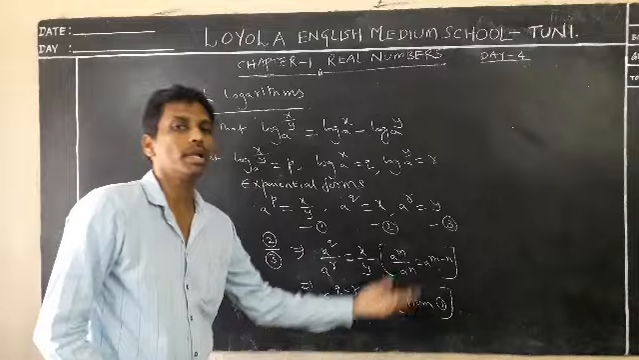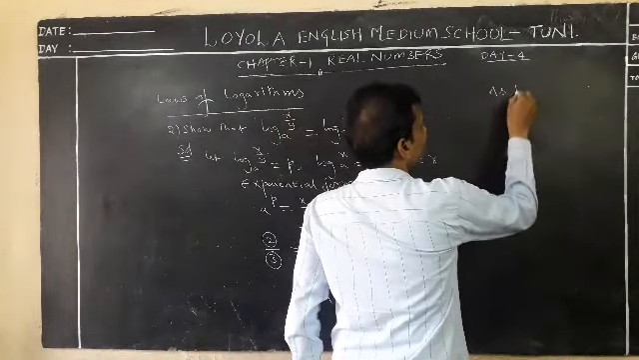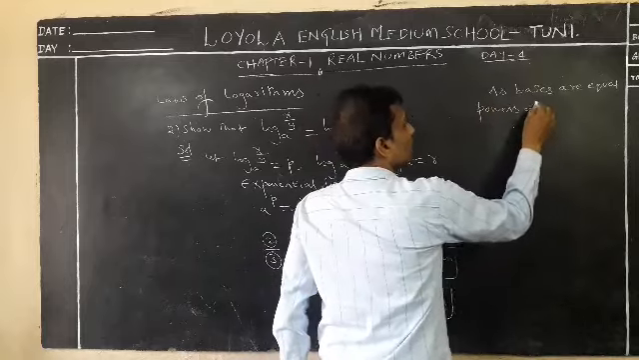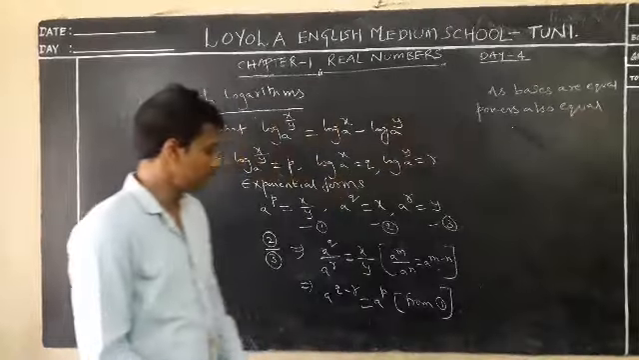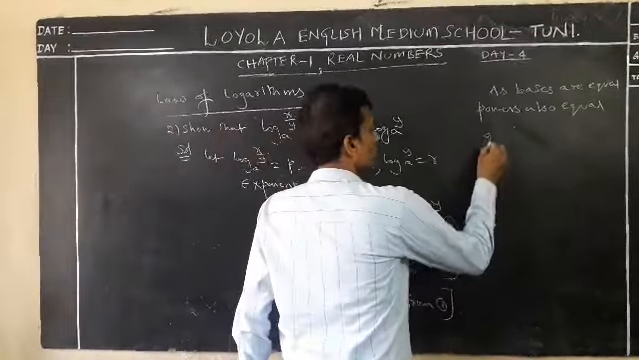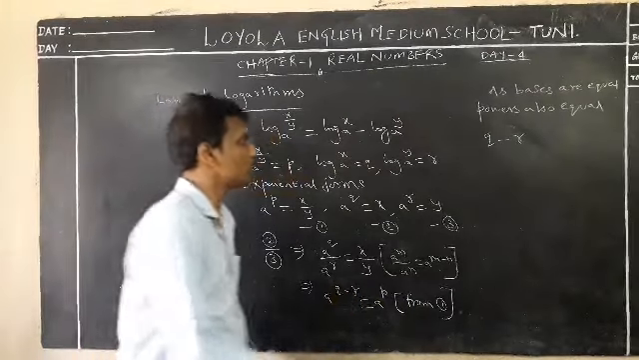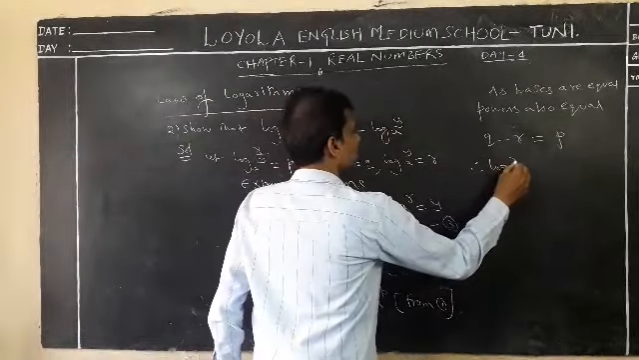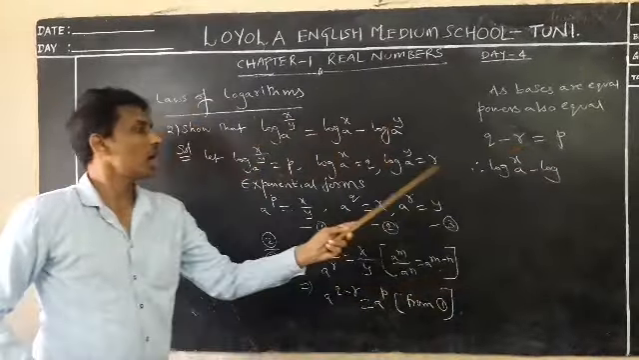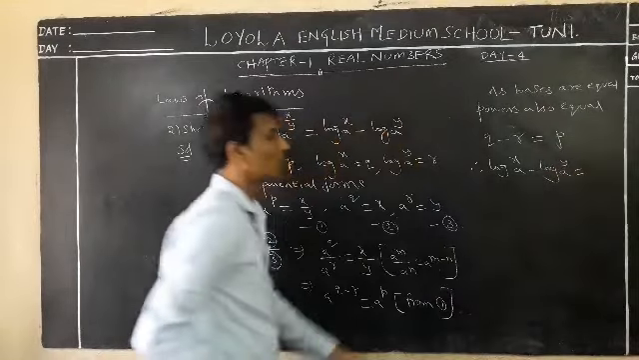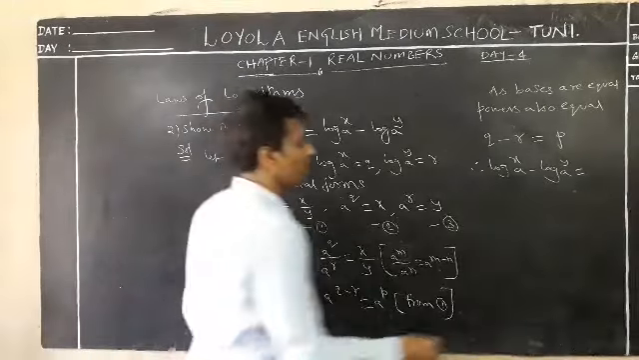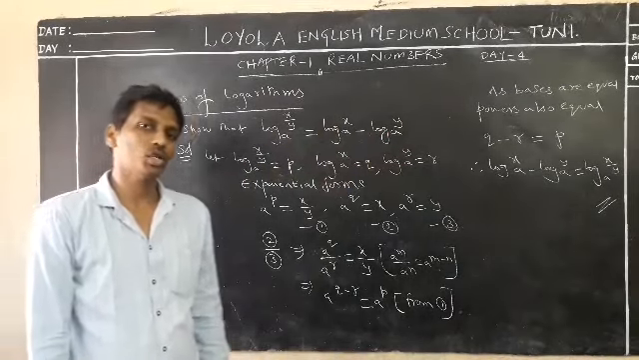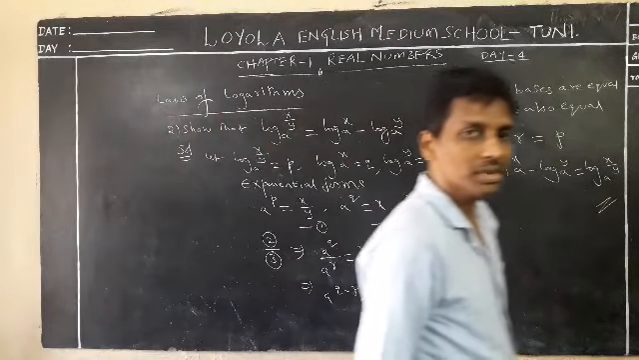Like above, as bases are equal, powers are also equal. Here base is a and RHS base is also a. Now write the rest of the terms. Q minus r is equal to p. Actually, what is q according to our assumption? Log x to the base a minus what is r? Log y to the base a is equal to what is p? Log x by y to the base a. Hence the solution. Please note down this condition.